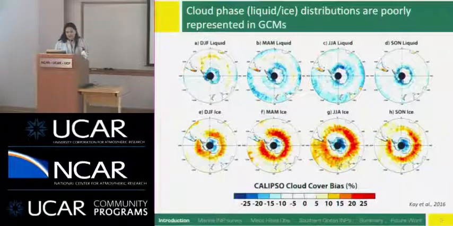We can see that, at least in the case of the NCAR CAM model, we have an overrepresentation of ice clouds and an underrepresentation of supercooled liquid clouds. This is just one of many demonstrations that cloud phase distributions are pretty poorly represented in global climate models, especially in regions such as this. And so this is motivating looking more at ice nucleation and ice phase transitions.